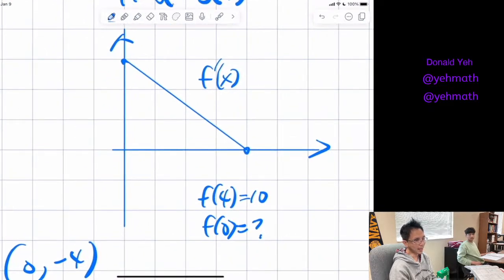F prime of x is that graph. F of 4 is equal to 10. F of 0 is what? And you don't need to find the equation of the line. You find the equation of the line, you're gonna get some answer, but it's gonna spend 3 extra minutes that you don't have.